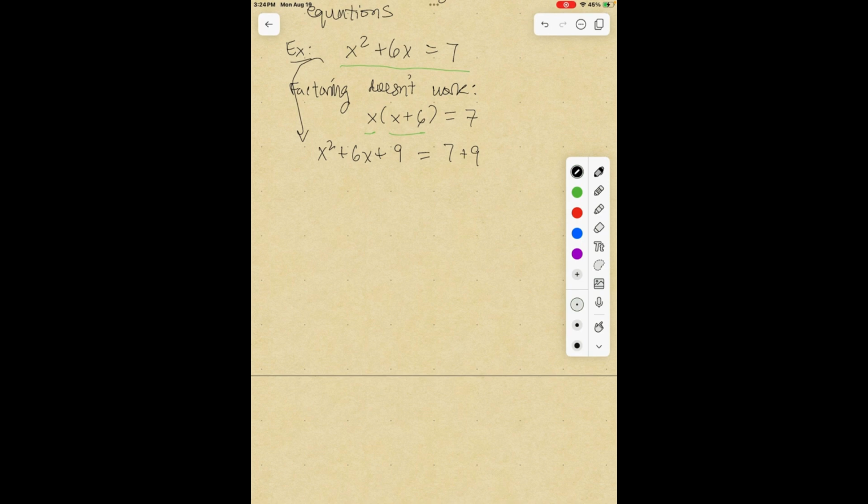And now you see the benefit of this. x squared plus 6x plus 9, can I factor that easily? Yes, that factors as x plus 3 in parentheses squared equals 7 plus 9, which is 16. And now we have something in parentheses squared equals 16.